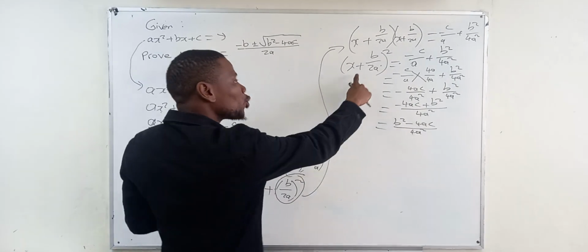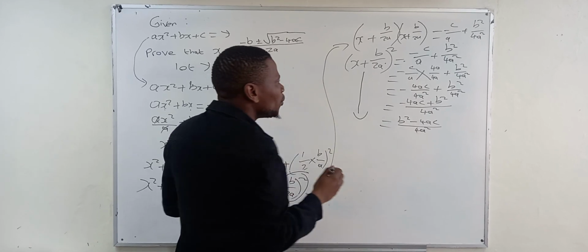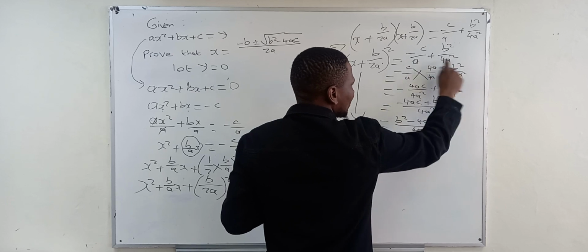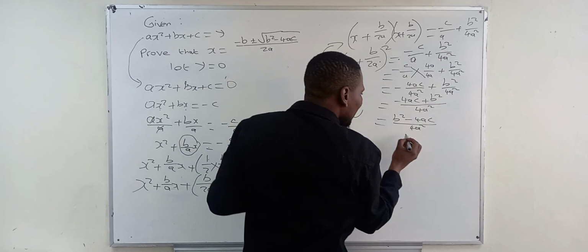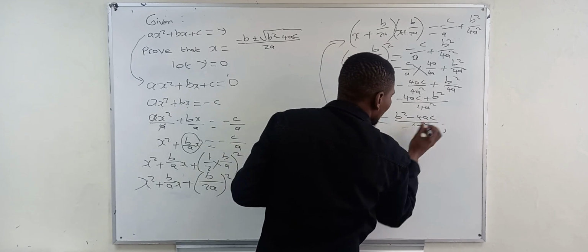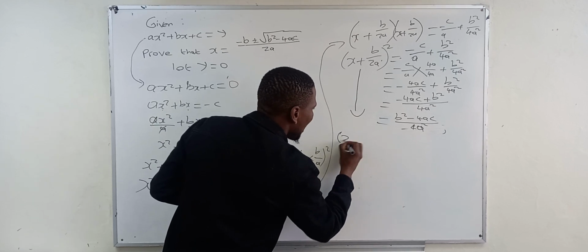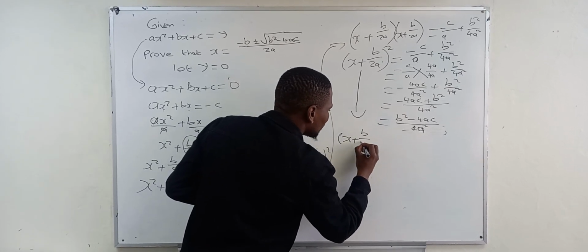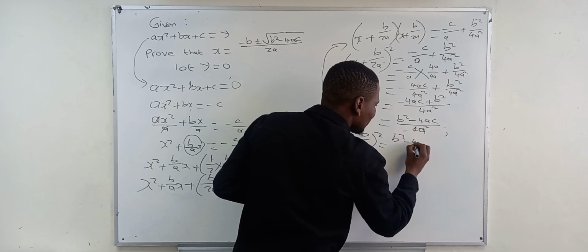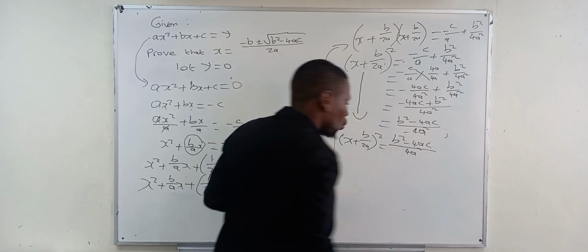Understand, guys? So you drop this bracket here because we said we leave this one as it is because we wanted to simplify this one. So this one is simplified to this point. So from here we do what? It's 4a squared. So we'll be having what? x plus b over 2a, squared, is equals to b squared minus 4ac over 4a squared.